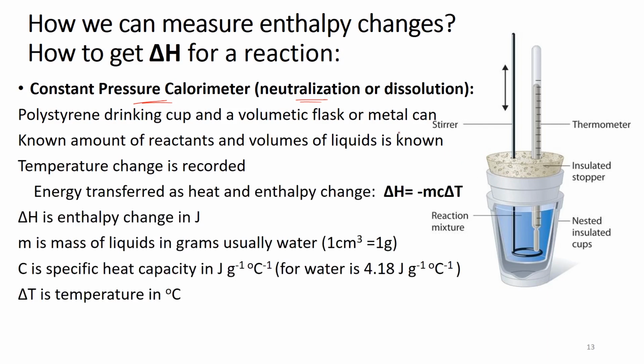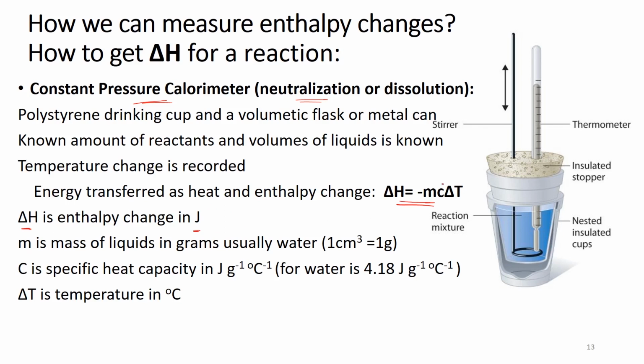Now the energy will appear as a rise in temperature or a lowering in the temperature, and we can calculate the enthalpy change using this formula: delta H is equal to minus mc delta T. The delta H in that case will be in joules. If you are measuring the enthalpy change of 1 mole of your reactants, this means the enthalpy change unit would be joule per mole.